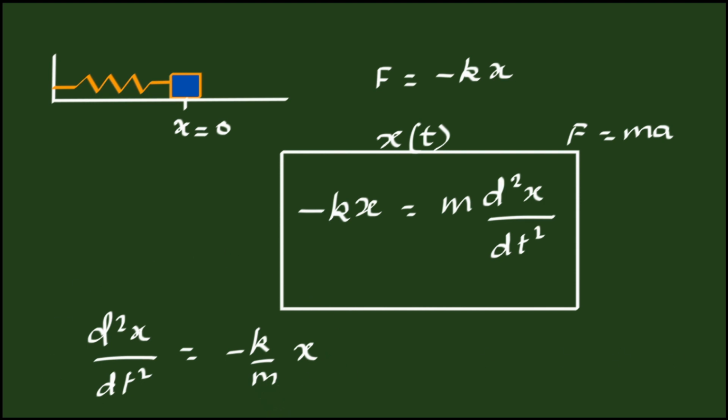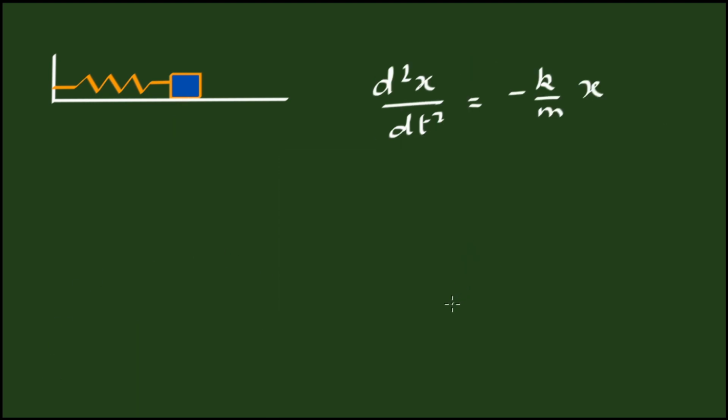I'm going to take this equation to the next page. So what this differential equation is telling us is find a function x of t, which if I differentiate twice with respect to time, will give me back the same function except multiplied by a negative constant. Now we might guess, for example, let's take a guess.